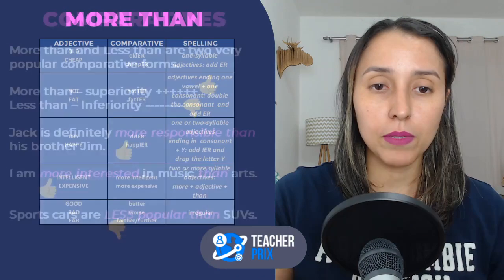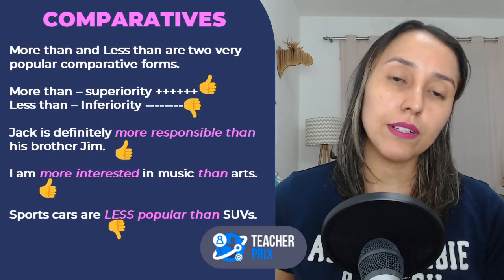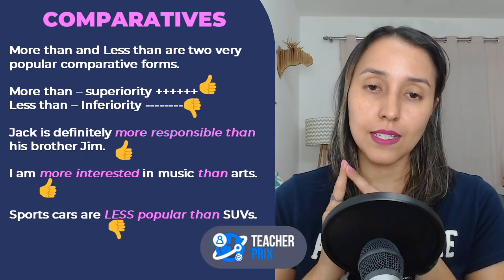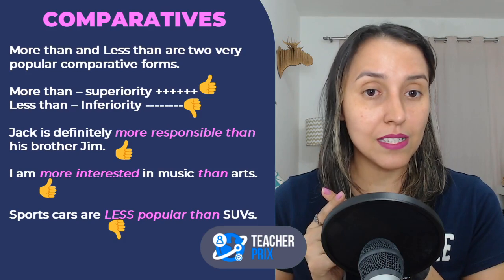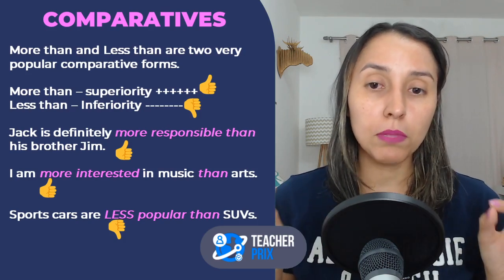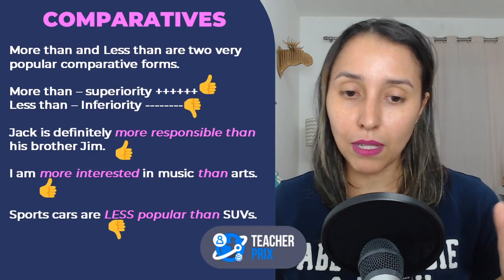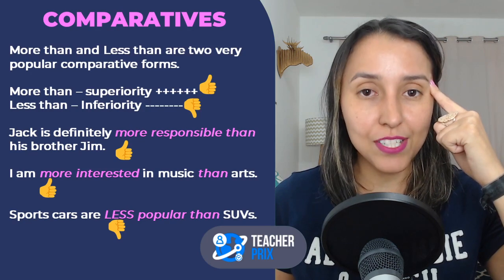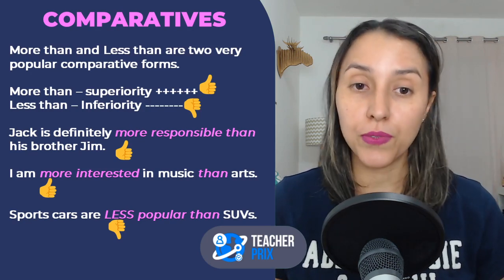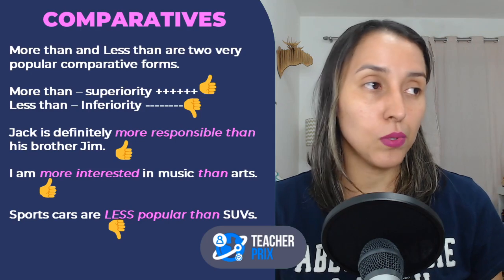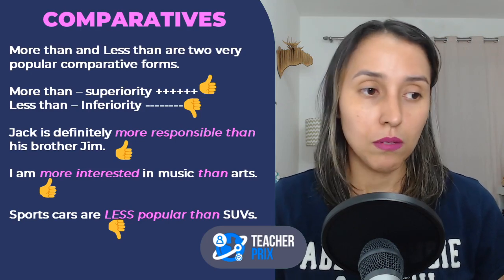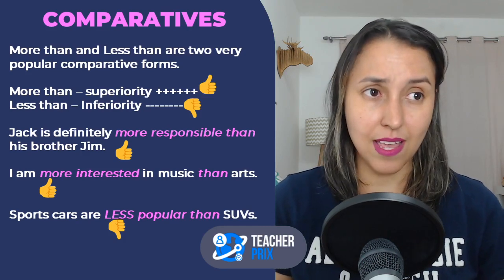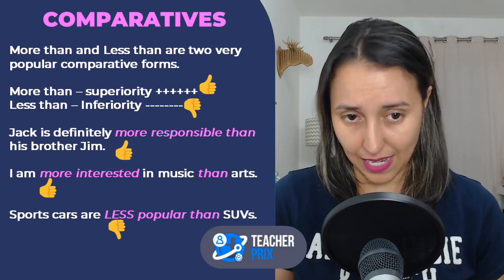Now, talking a little bit about the structure. You will always use more plus an adjective plus than. More blah blah than. Less blah blah than. When I say blah blah, you need to think of the quality of the adjective you want. More beautiful than, more interesting than, more special than, more expensive than, more dangerous than, less dangerous than, less expensive, less interesting, and so on.